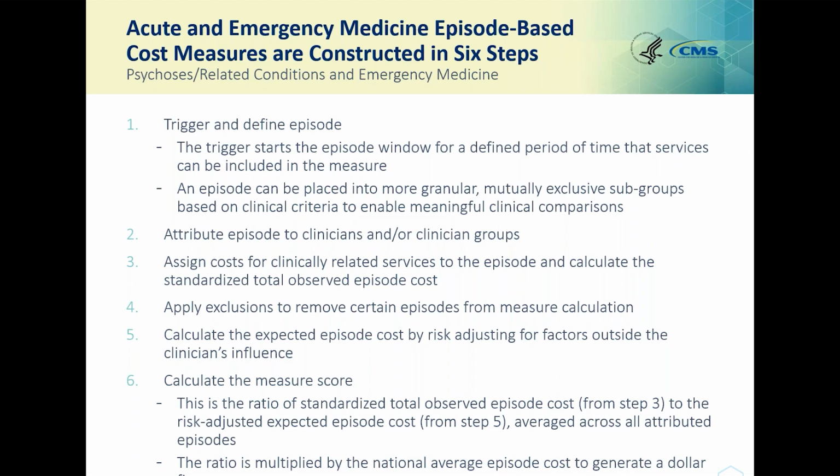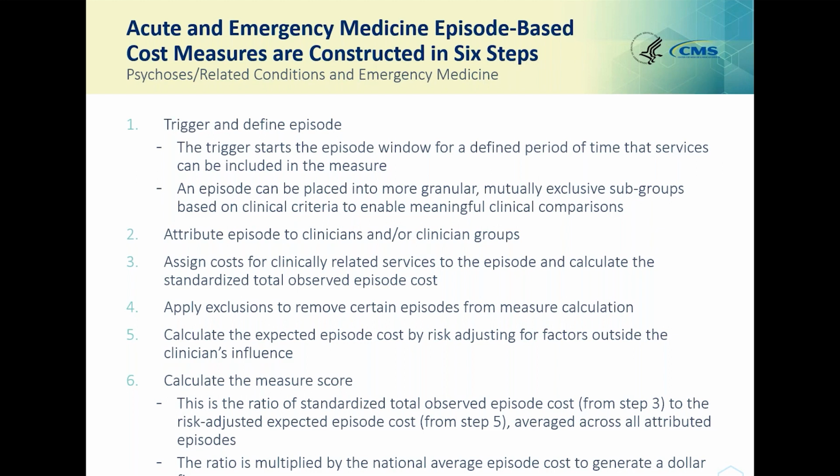First, we define an episode by determining the codes that trigger or open an episode. The trigger also starts the episode window for a defined period of time when services can be included in the measure. As with the other measures, episodes can be stratified into mutually exclusive and exhaustive subgroups. Second, we attribute the episode to a group practice or individual clinician playing a role in the episode. Third, we assign costs to the episode for services that reflect the role of the attributed clinician.